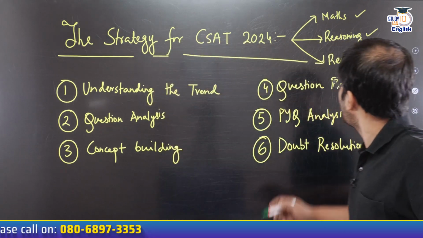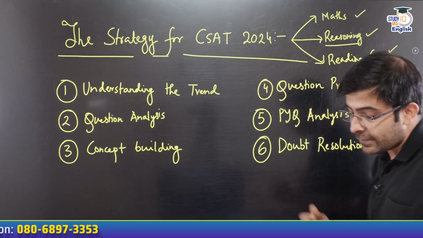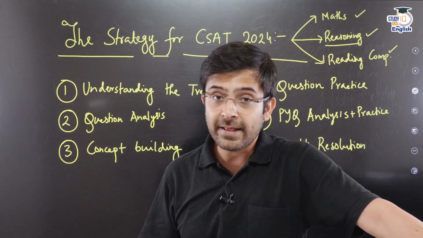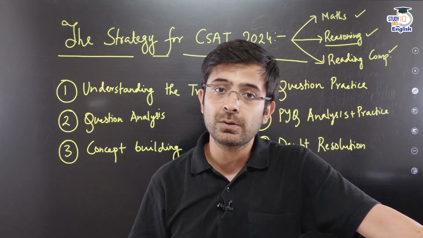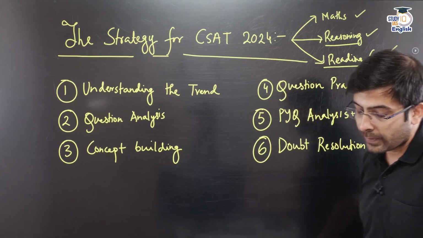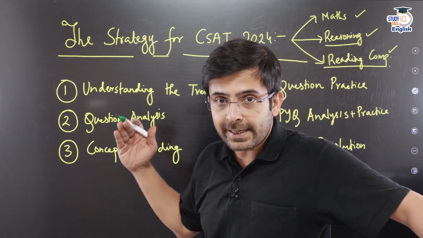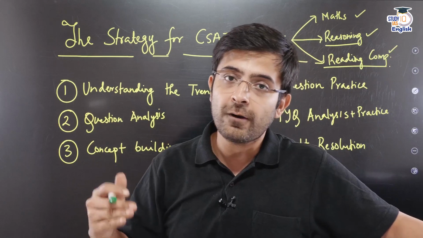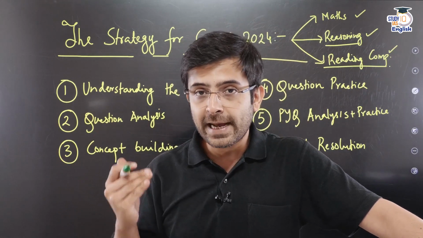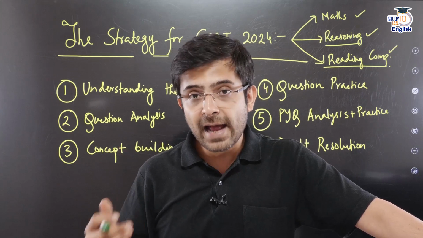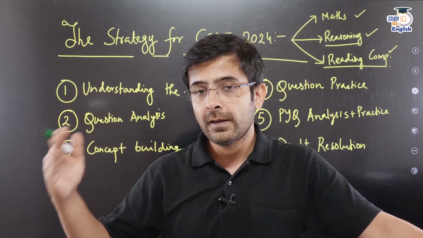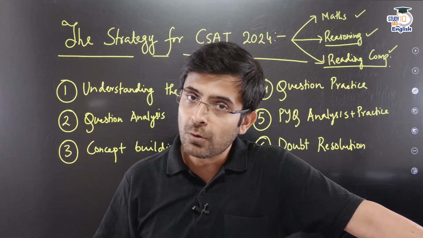Similarly, you're also looking at reasoning, again a problem area for students who come from, say, non-science backgrounds. And those who come from science backgrounds have a problem area when it comes to reading comprehension. So you see, these three primary constituents of the CSAT examination need to be tackled individually, in a manner in which you are comfortably above the cutoff zone. So how are you going to do that?